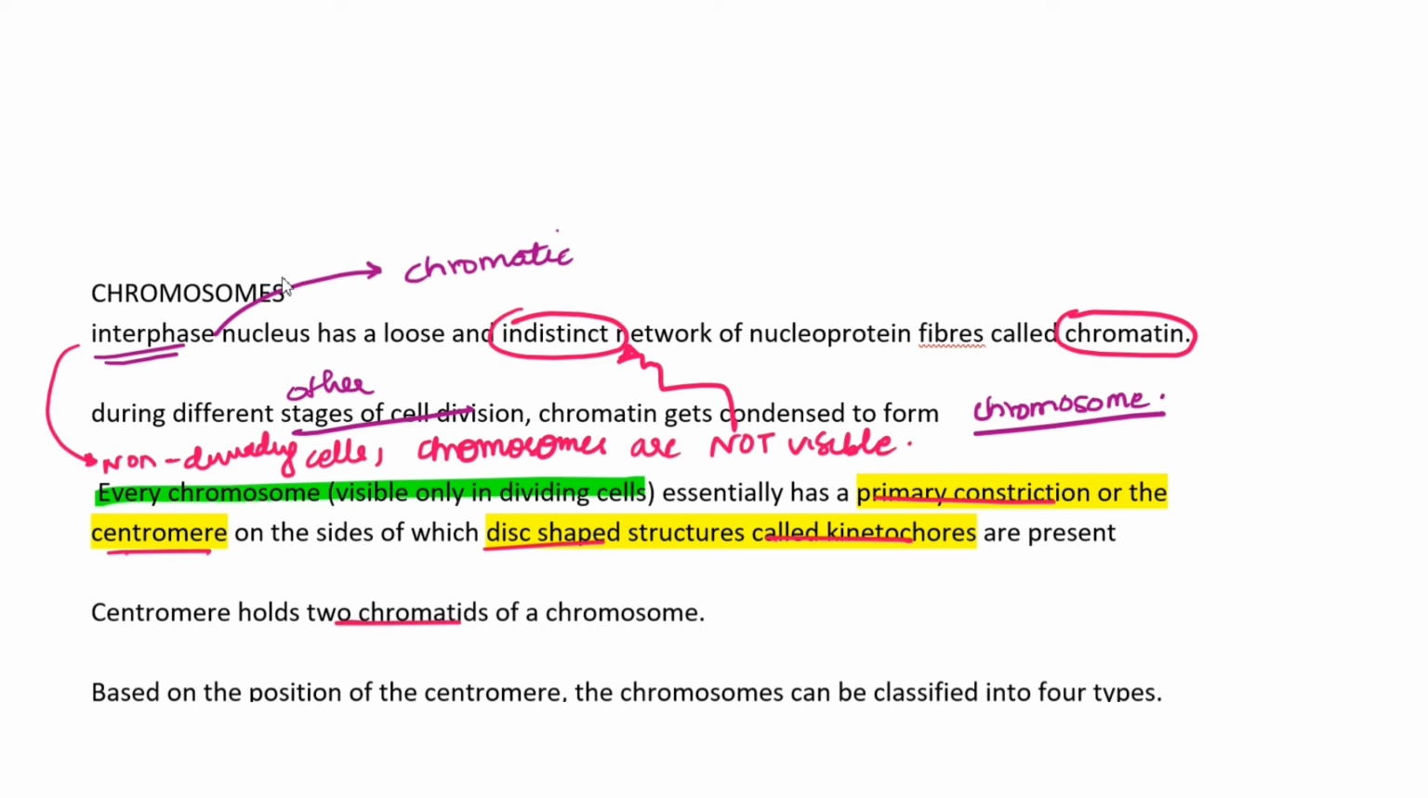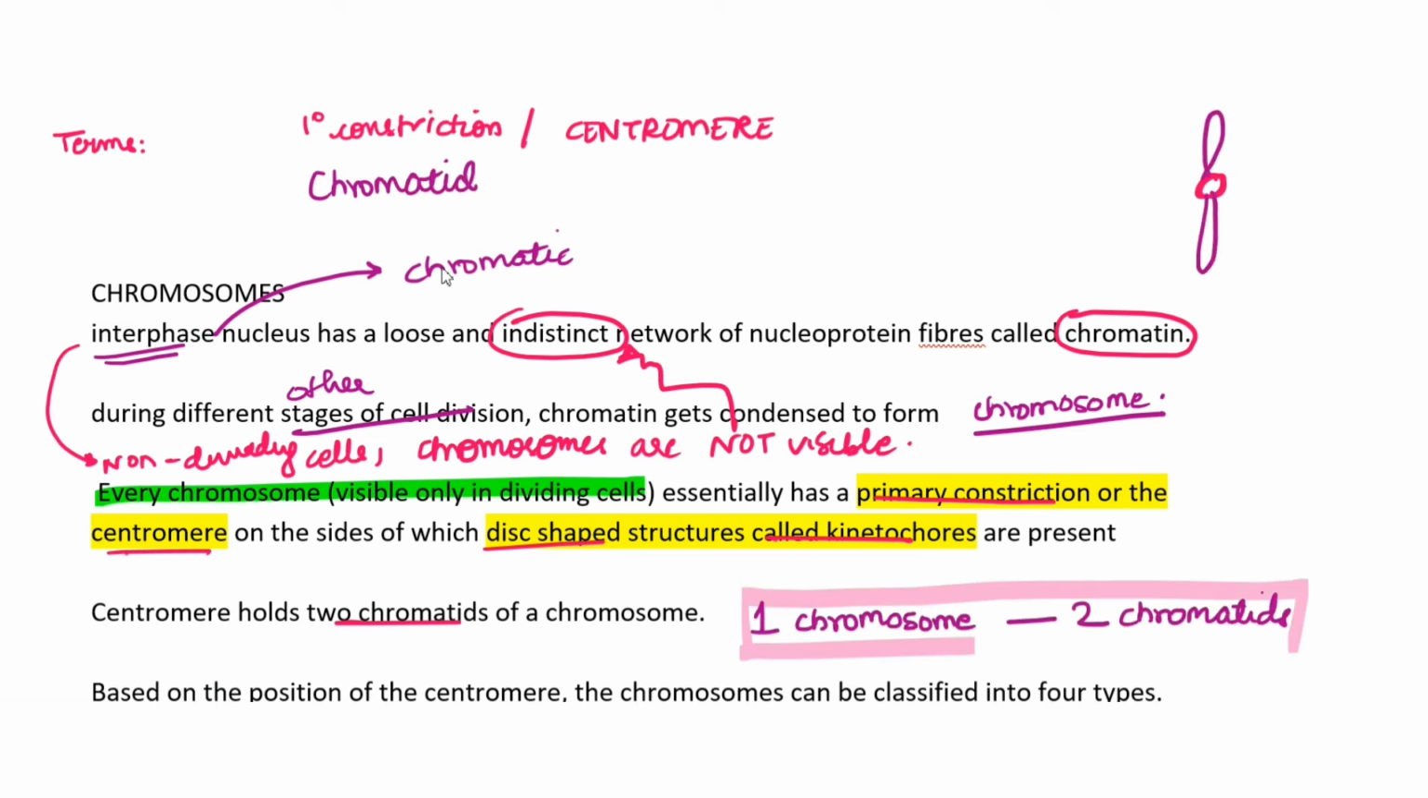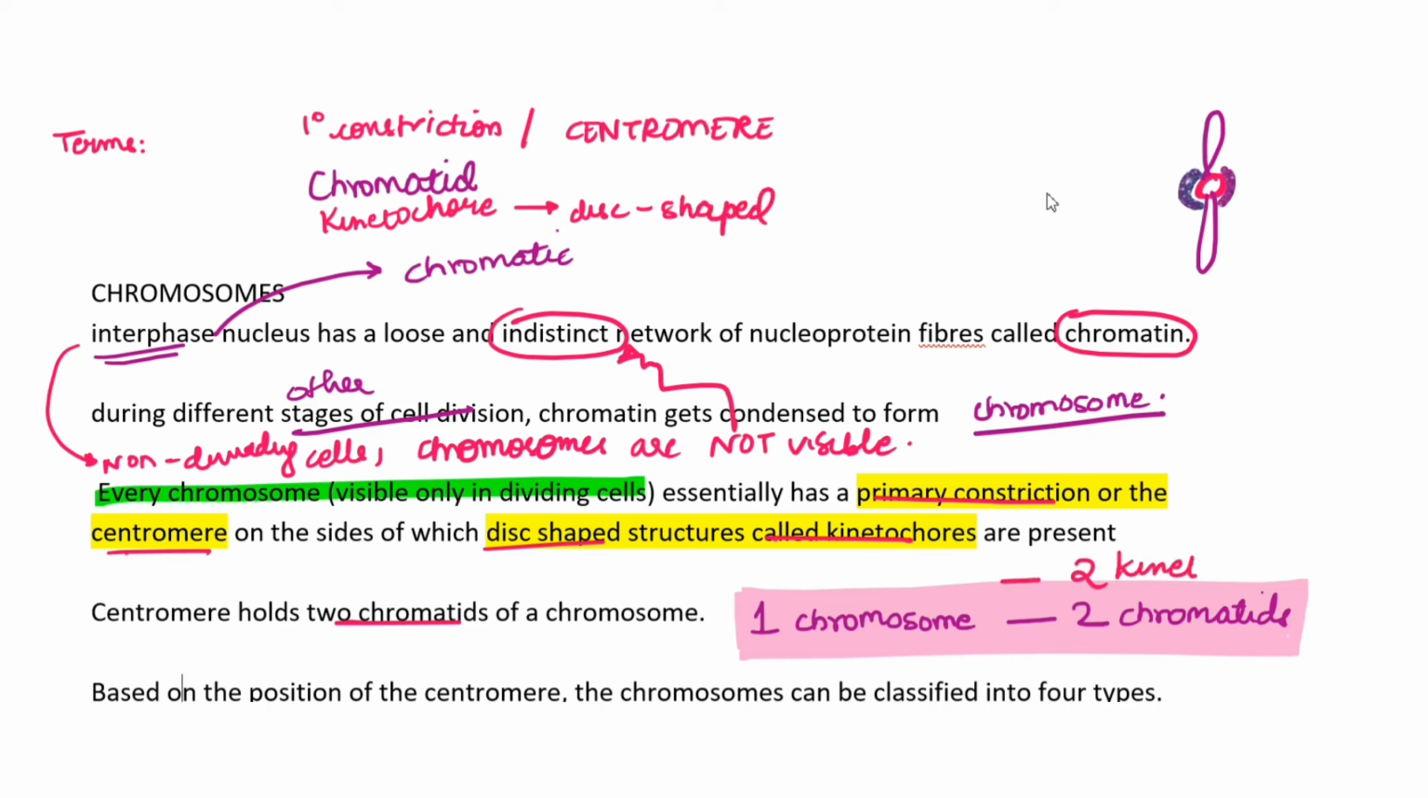Centromere holds two chromatids of a chromosome. So let me draw so that you will understand. So what are the terms we saw? Primary constriction or the centromere, which is this structure, and this centromere holds two chromatids of a chromosome. So one chromosome has two chromatids, and on either side there are disc-shaped structures called the kinetochores that help the attachment of spindle fibers during cell division.